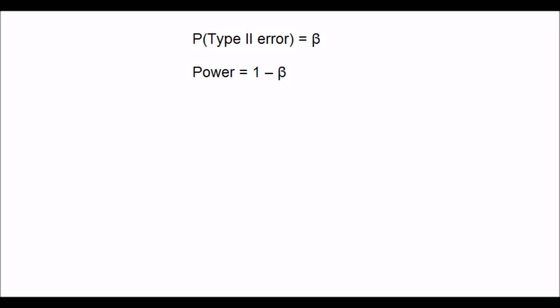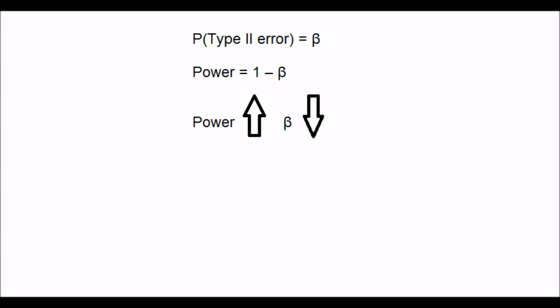The probability of committing a type 2 error is called beta. Power equals 1 minus beta. Therefore, if there is a true difference between two populations and you increase power, you will decrease beta, or decrease the chance you commit a type 2 error. So how does one increase their statistical power?